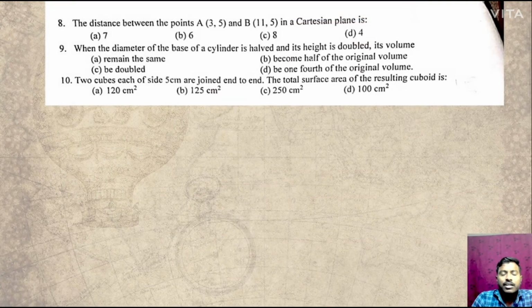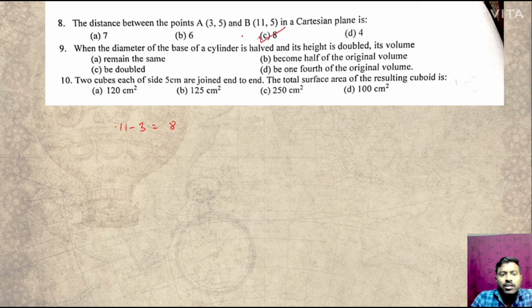Question number 8. The distance between the point. So how to find? Now simply you can minus 11 minus 3 is equal to 8. The answer is option number C.